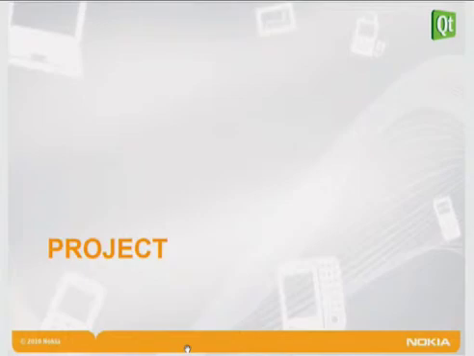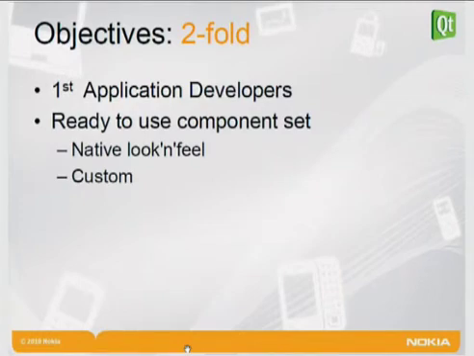So now that you have a bit of the context of why we started the project, I'm going to start talking about the Qt Components project itself. As I said before, we want to have a ready-to-use component set. We have twofold objectives. Our first priority is to target the application developers. We wanted to make it easier for application developers to have this component set, and from what we discussed, we see they have at least two important use cases.